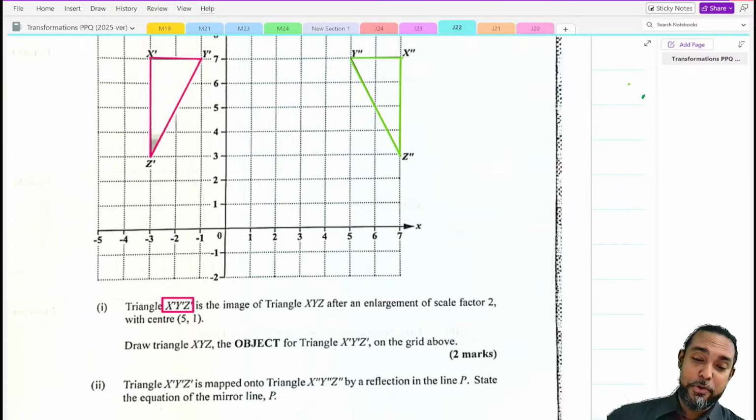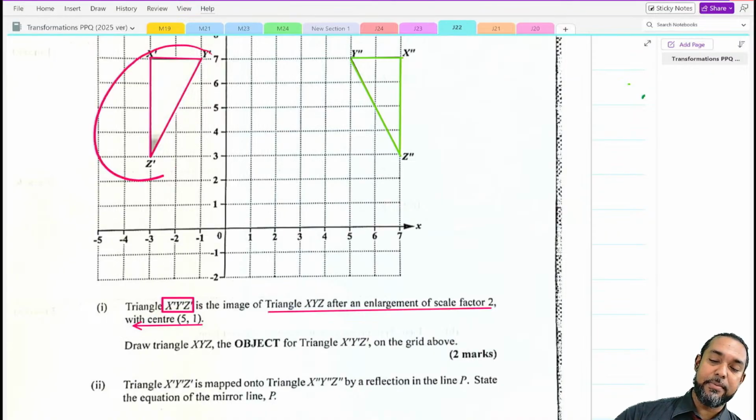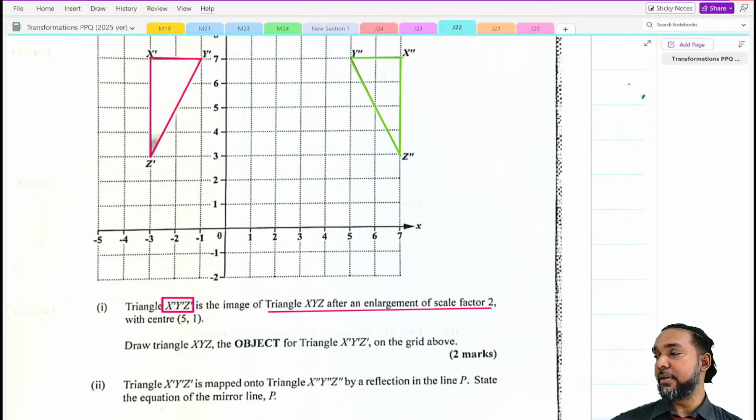Right. So we don't have the original item, XYZ. Now what does it say here? X prime, the pink one, is the original after an enlargement of scale factor 2 with center (5, 1). So what they're saying is that this item here is an enlargement of the original item called the object, and that enlargement has a scale factor of 2. So when you have a scale factor of 2, how many times?